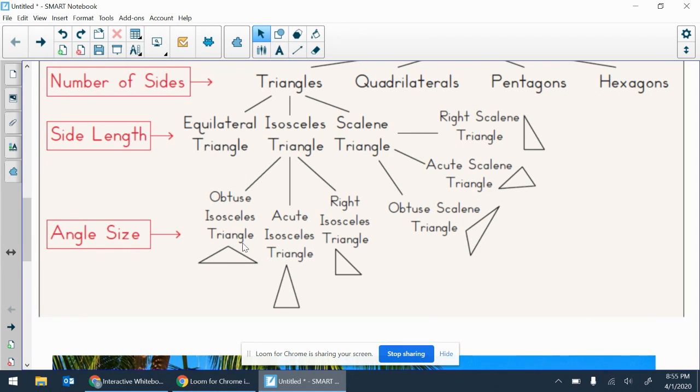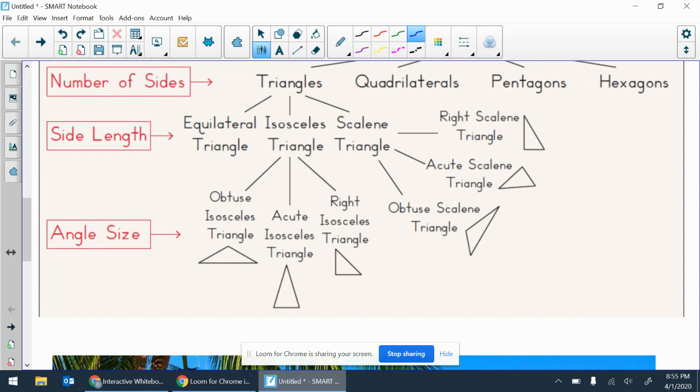You guys notice anything missing from our hierarchy? I don't know about you, but I'm noticing that the equilateral triangle doesn't have anything underneath it. Why do you think that might be, boys and girls? Think about that for a second. Think about what an equilateral triangle looks like.